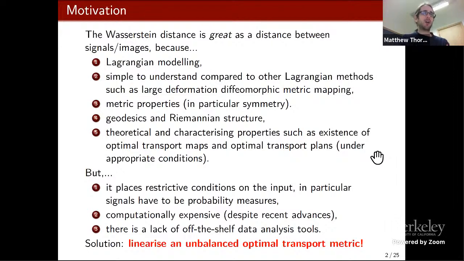Okay, so the object of this talk is to talk about an unbalanced optimal transport metric, which somehow relaxes the assumptions we're going to place on the inputs. And then we're going to linearize this, and this allows us to apply off-the-shelf data analysis tools, and we'll also make it computationally much more feasible.